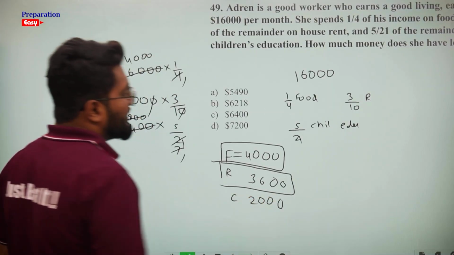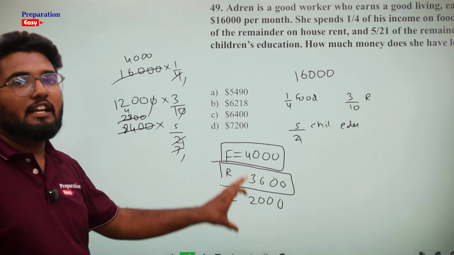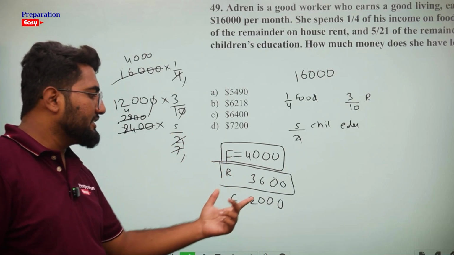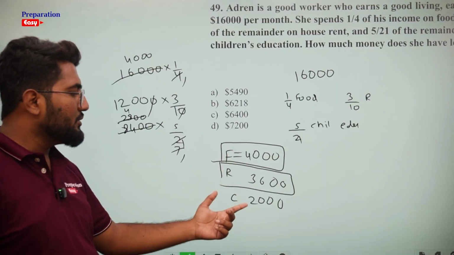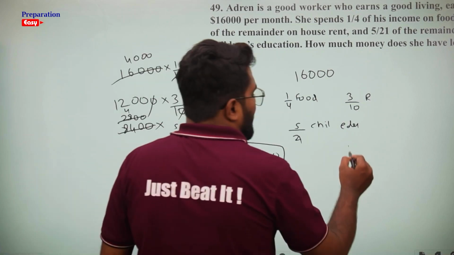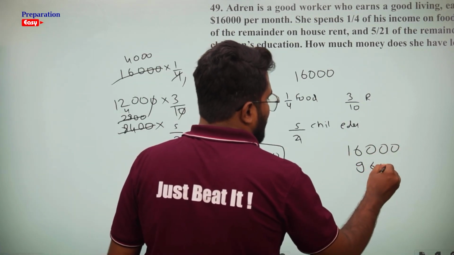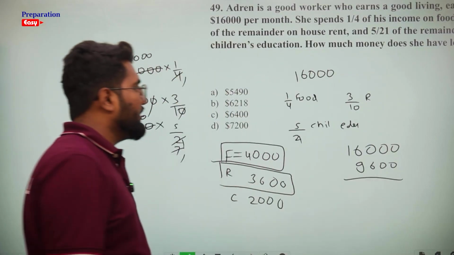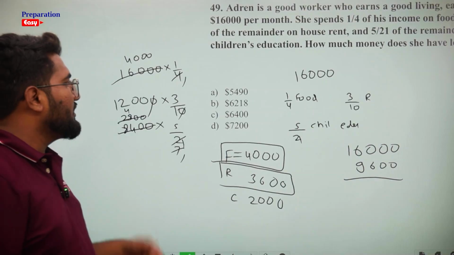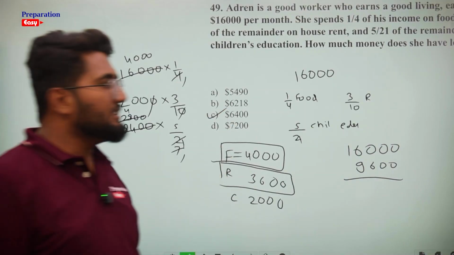Okay, how much she had remained or left? So we have to add this and subtract it from total money, that is 4,000 plus 3,600 plus 2,000. She had total spent 9,600 out of 16,000. Okay, so how much is remaining? 6,400. Option C, 6,400 is remained.